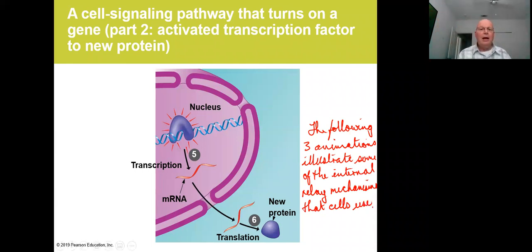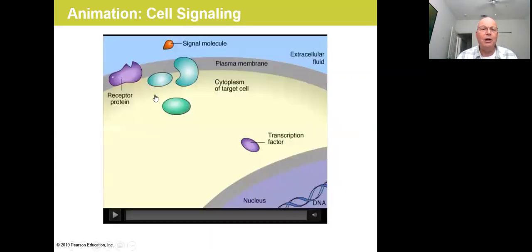So these animations can get a little bit detailed. I'm not going to hold you to understanding all of these relay mechanisms and the names of the molecules that are involved, because it's not important. These animations are included simply to illustrate different ways in which a message can get relayed from the receptor via different types of relay proteins to activate a transcription factor, which will in turn activate a gene inside the nucleus. So there are 3 different ways that are commonly referred to.